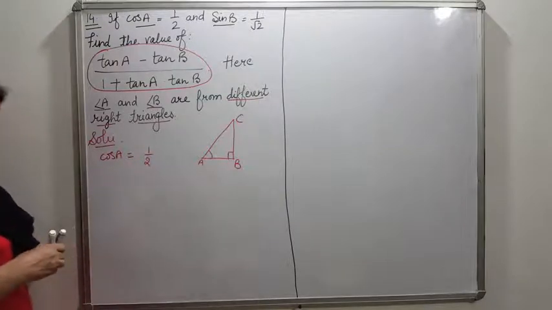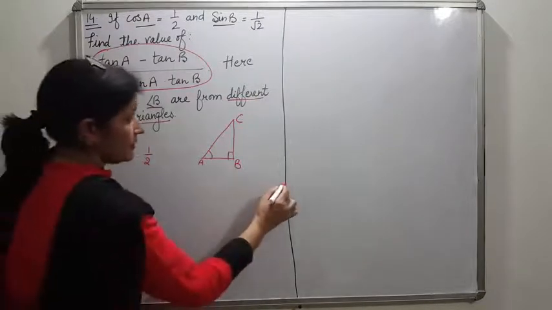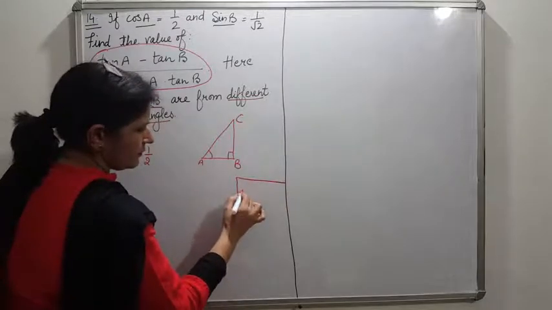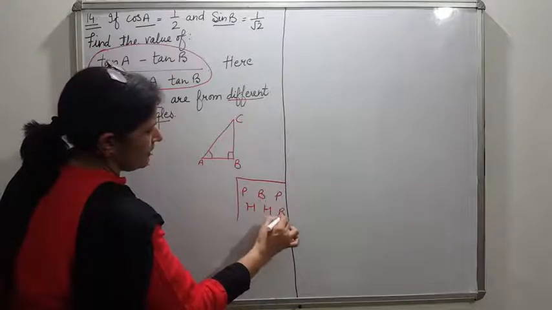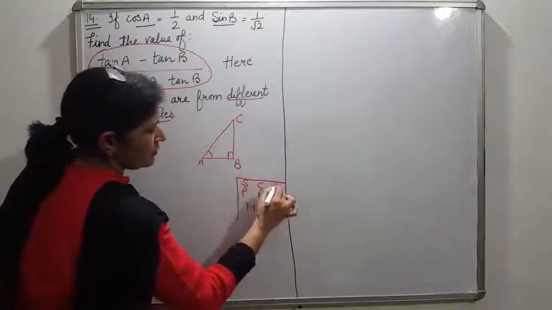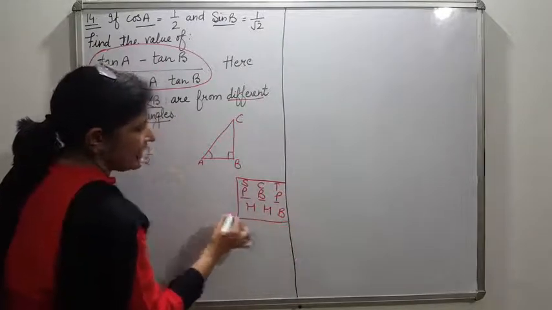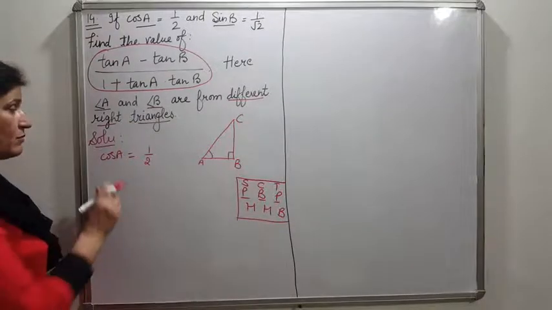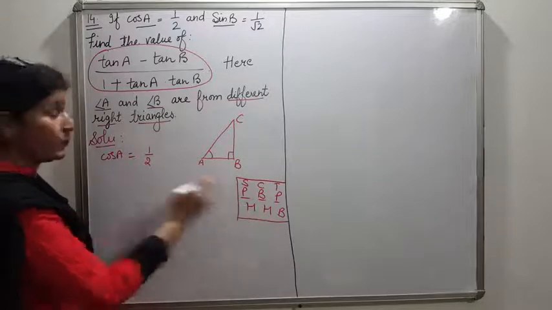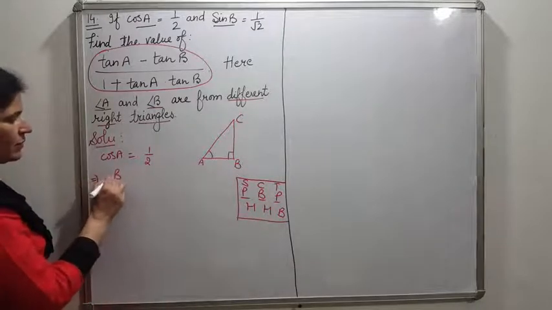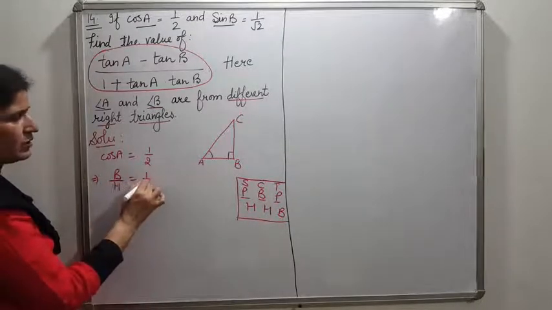Cos is ratio of which two sides? Similarly, we write and keep: Badri, Prasad, Har, Bhole, Sona, Chandi, Tole. Means like this ratios we'll take and we can solve the sum. Now cos A means cos is ratio of base and hypotenuse. So base upon hypotenuse equals 1 over 2.